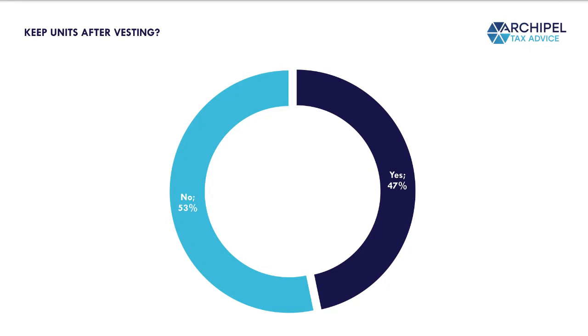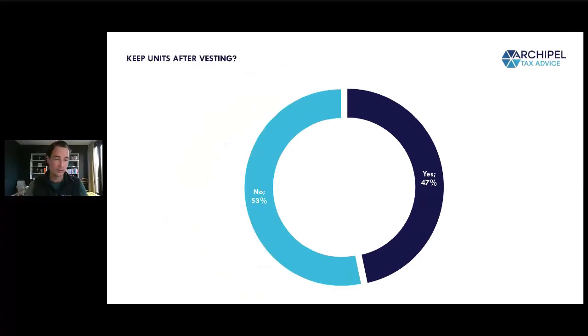Okay, what do we see here? Keep units after vesting: very slim margin, 53% no, 47% yes. However, we've seen that 53% of the vote can sometimes be enough to take the whole presidency. So, next one.